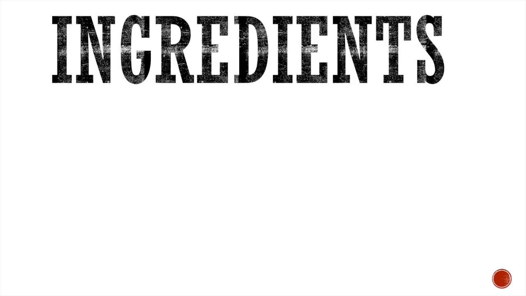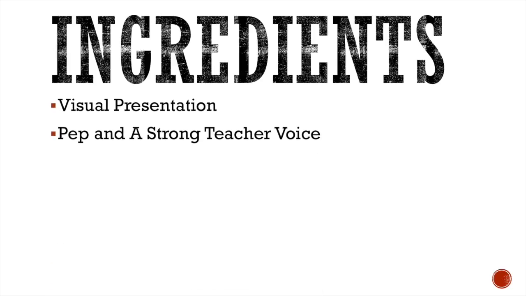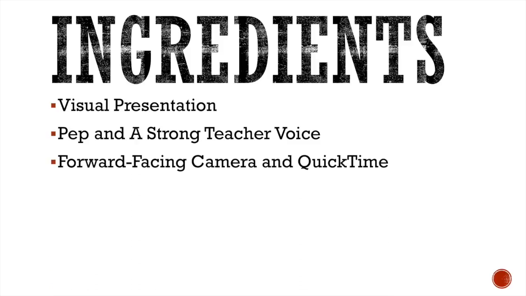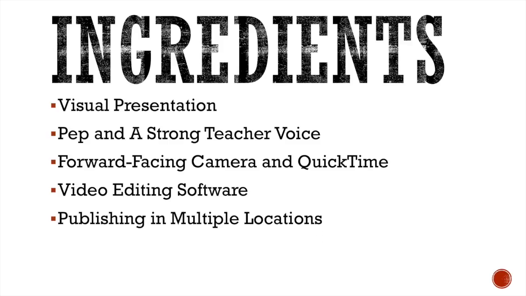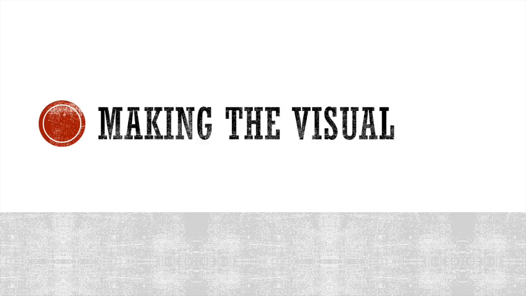All right, so your ingredients for an awesome flipped video would be a visual presentation, pep and a strong teacher voice, the forward-facing camera and QuickTime or some other video recording software, video editing software, and you need to be able to publish your videos in multiple locations, and you also need time and patience to learn how to actually make these videos. So the first thing you need to do is make the visual.